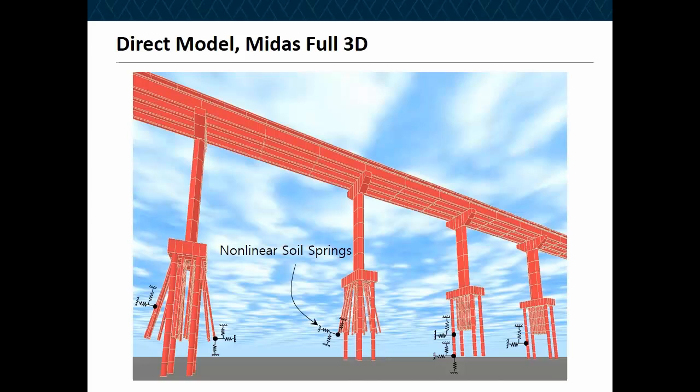But all these nodes, you can see all these lines, they all have 3-component springs attached to them, in both the longitudinal and the transverse direction, as well as the vertical direction, which is called PY, and this called TZ, and at the tip, we call them QZ curves. So they are all incorporated in the model, including the massive pile cap and the superstructure.